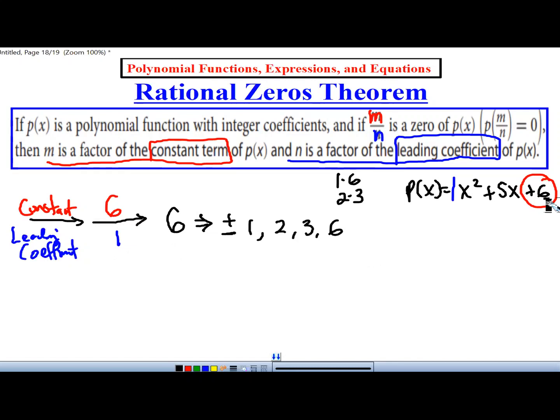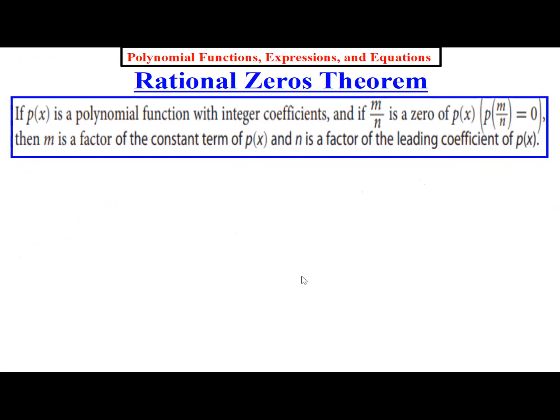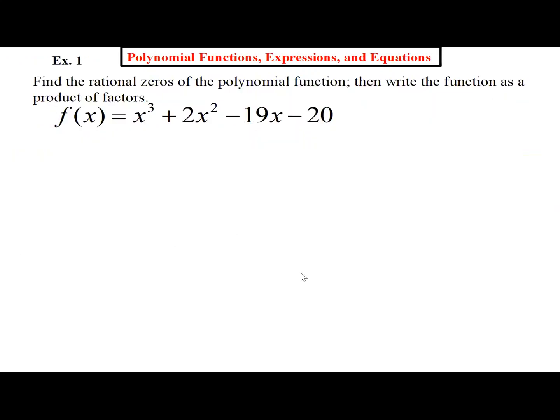Yes? Here we go. Example number 1. Copy this, including the instructions. It says, find the rational zeros of the polynomial function, then write the function as a product of factors. Function given, f of x equals x cubed plus 2x squared minus 19x minus 20. Copy that. I'll give you some time and then I'll go over it and then you'll follow along with copying the example.